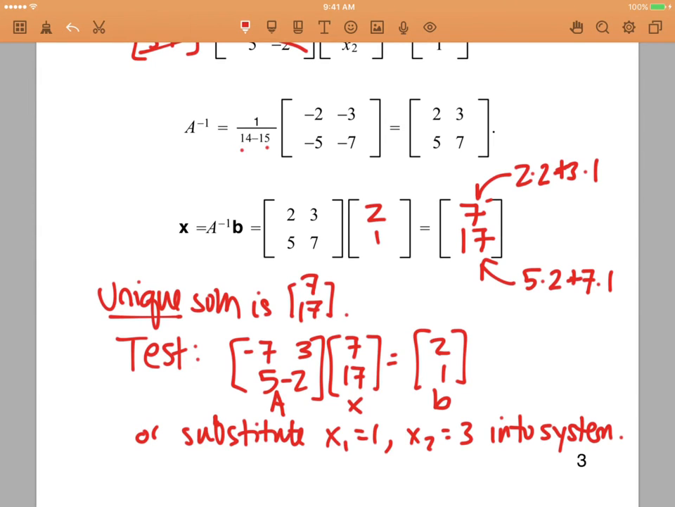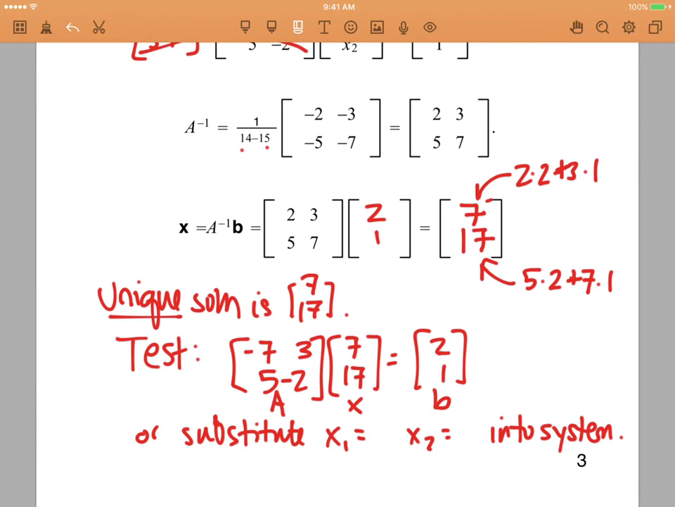-7 times 7 is -49. 3 times 17 is 51. So 51 minus 49 is 2. And then the bottom row, 5 times 7 is 35, and -2 times 17 is -34. So that'll be 35 minus 34, which is 1. So (7, 17) is the correct answer.